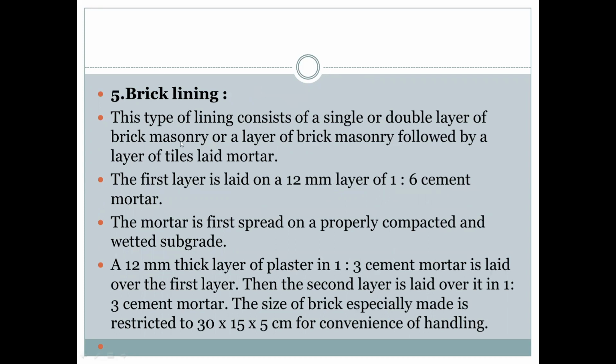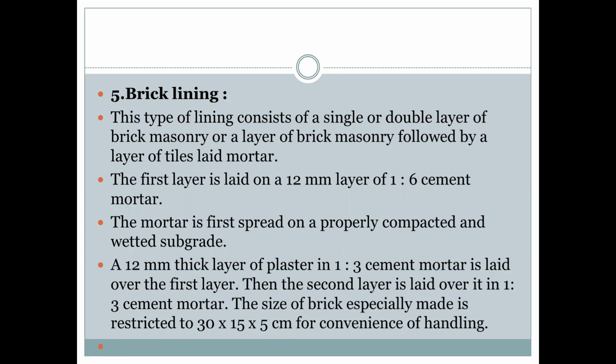Fifth one is brick lining, in which bricks are used. In this type of lining, a single or double layer of brick masonry is followed by a layer of tiles, laid in mortar, which are laid in different layers. So brick masonry is used for lining of the canal, as in concrete lining, where precast concrete is used. Here, bricks are used.